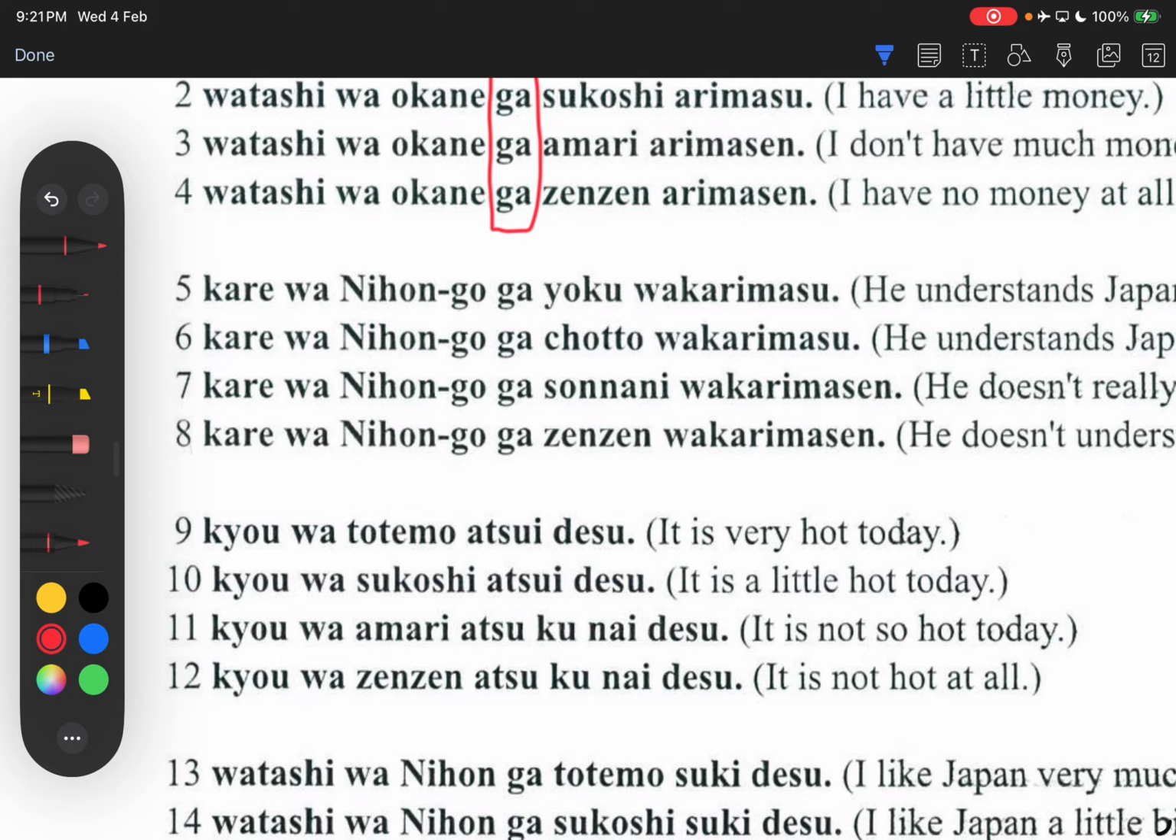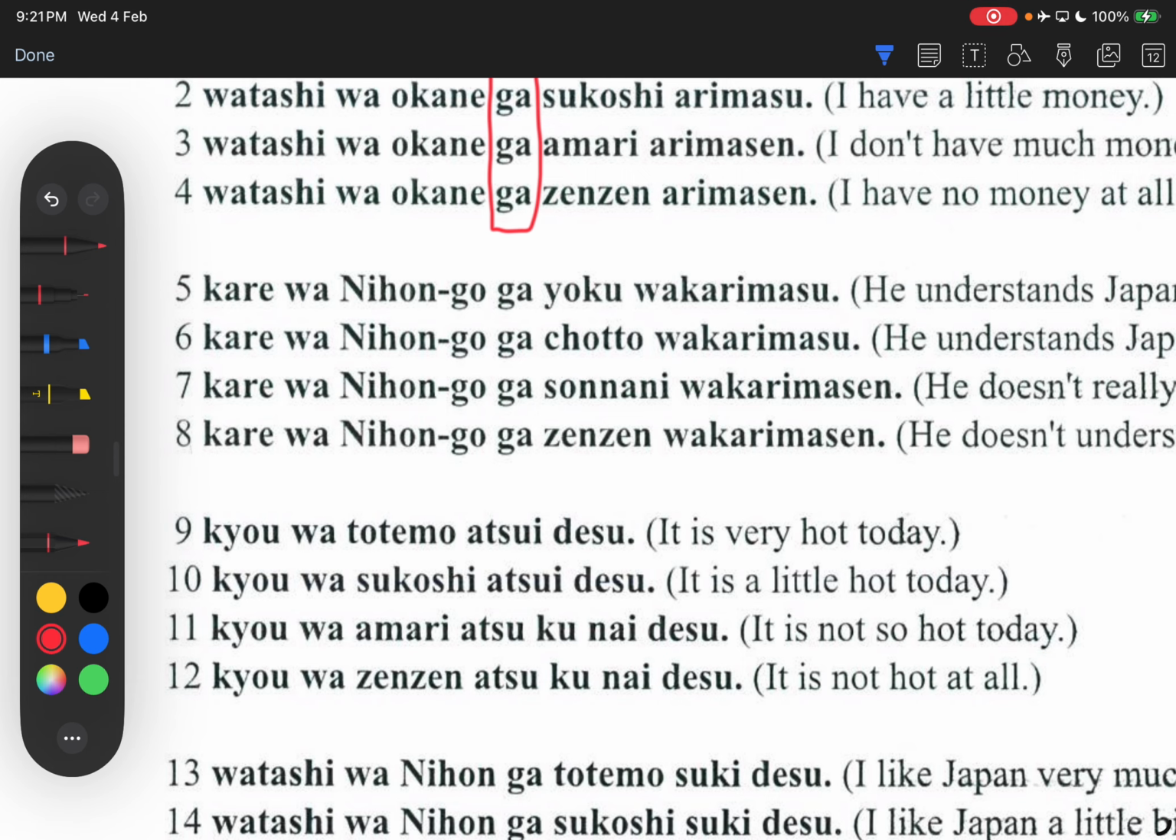Number 6. 彼は日本語がちょっとわかります。Right? Understand a little bit. Of course, we can use 少し also. Later we will see what we can use when. 彼は日本語がそんなにわかりません。Right? Don't understand Japanese that much. 全然わかりません。Not at all. Don't understand Japanese at all.